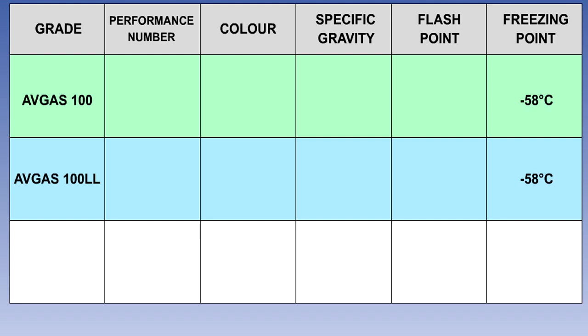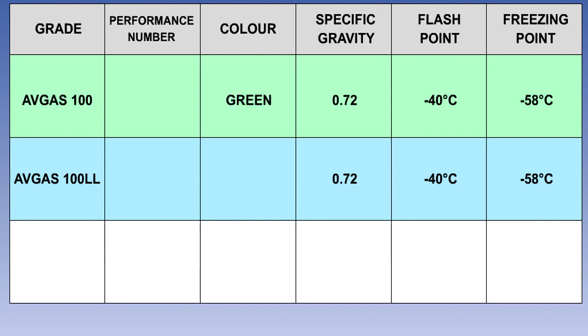Avgas has a freezing point in the region of -58°C, and a flash point, which is the temperature at which the fuel vapor will ignite in contact with a flame, of -40°C or colder. It has a specific gravity of 0.72 at 15°C. Specific gravity is important, as fuel is delivered by volume, but pilots need to know its mass or weight, as the energy available from the fuel is dependent on its mass, not its volume.